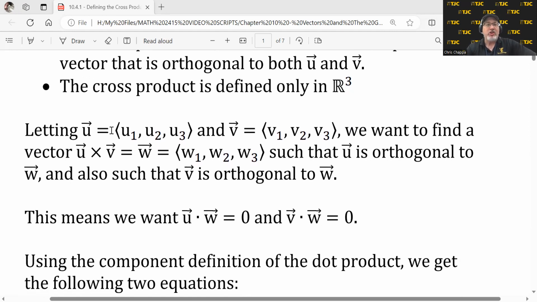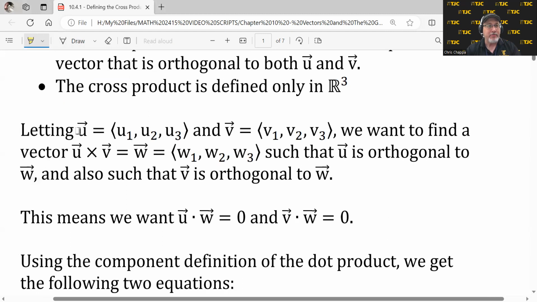So we're going to start by letting U and V be written in component form. Vector U is U1, U2, U3, and vector V is V1, V2, V3. All right, so there's vector U, and there's V. And we want to find a vector called U cross V, but for the sake of simplicity, we're going to just name it W for now, with components W1, W2, and W3, such that U is orthogonal to W, and also such that V is orthogonal to W.